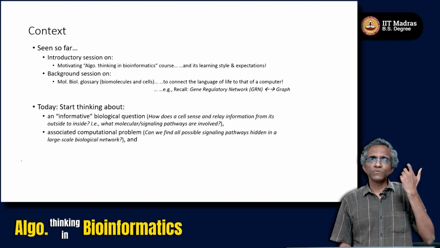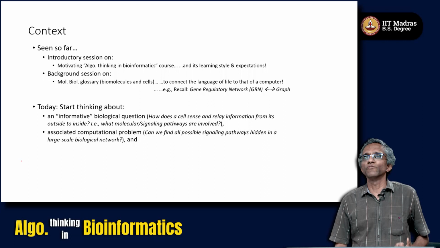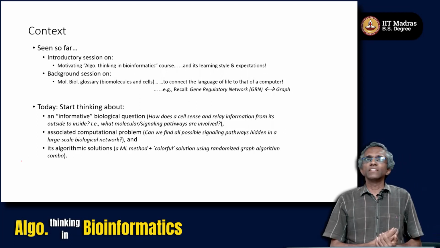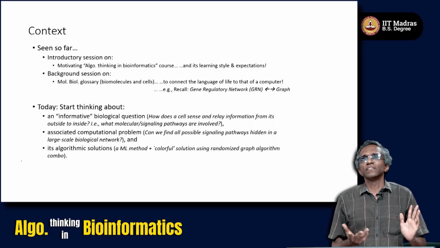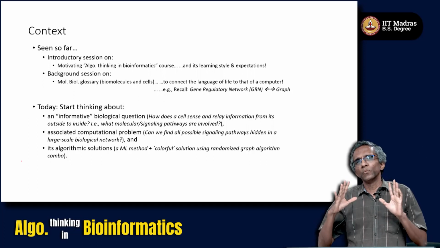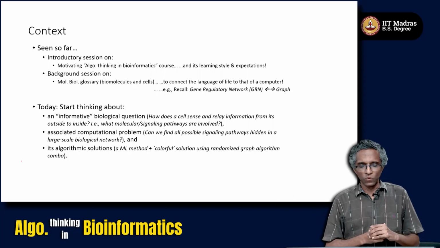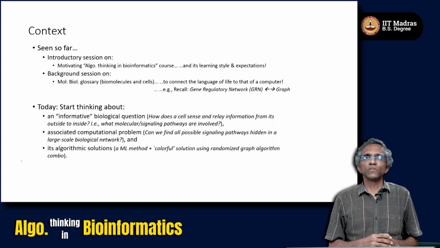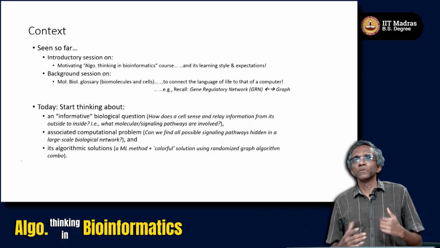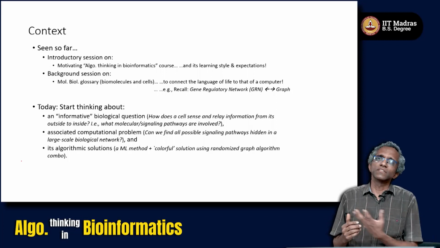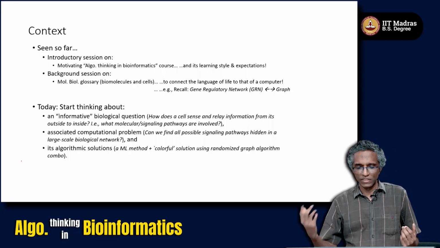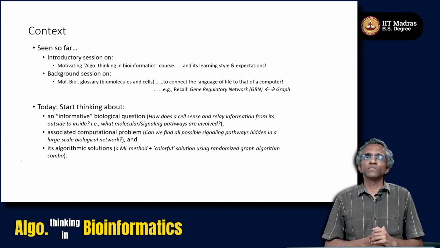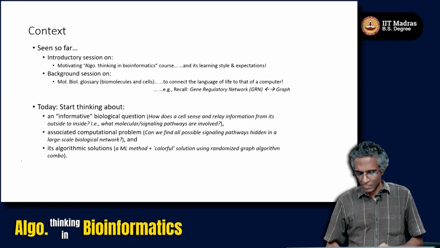Once we have this computational problem concretely formulated, then we can think about algorithmic solutions, and in this particular case we are going to see that there is a natural way in which two solutions come together. One is a machine learning method, and another is a dynamic programming based algorithm called the color coding algorithm. We are going to take this machine learning classification method and a colorful solution, and both of them are going to contribute to the solution to answer this question on how a cell senses external information.